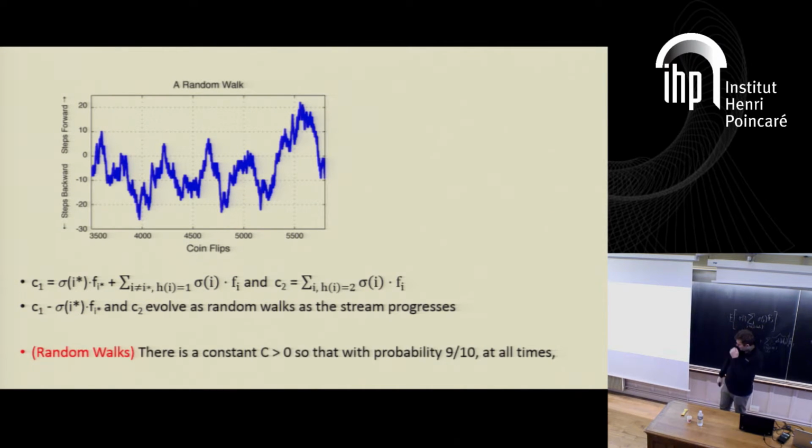Okay. What do we know about random walks? So the following is Levy's theorem. It's a standard theorem on random walks, which basically bounds their deviation from the origin at all times. What it says is there's a positive constant c, so that with some constant probability, say 90%, at all times these random walks are bounded in magnitude by c times root n. So I'm never going to deviate from the origin by more than c times root n at any time in the stream.